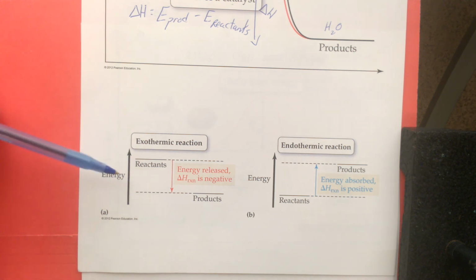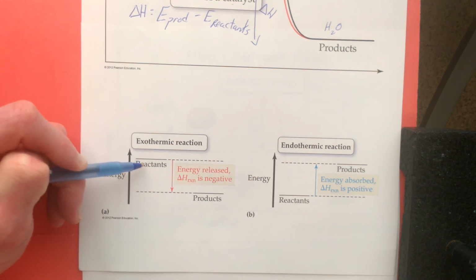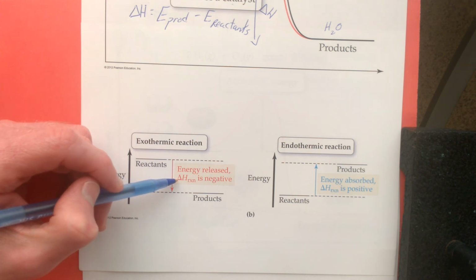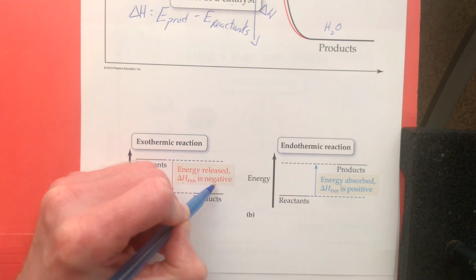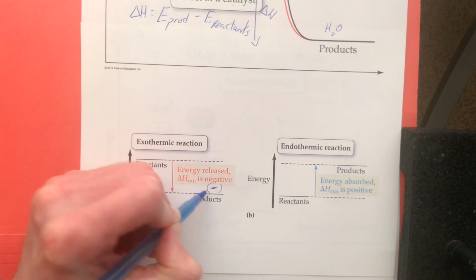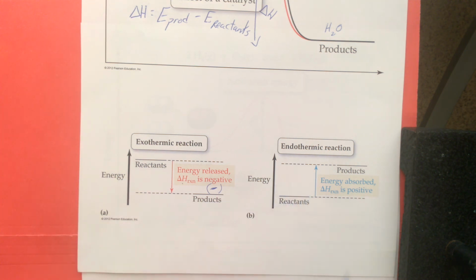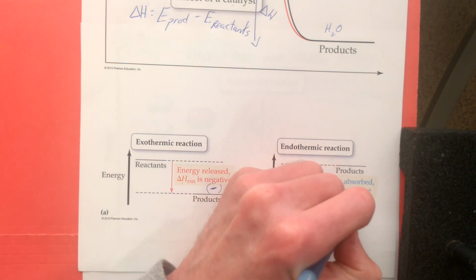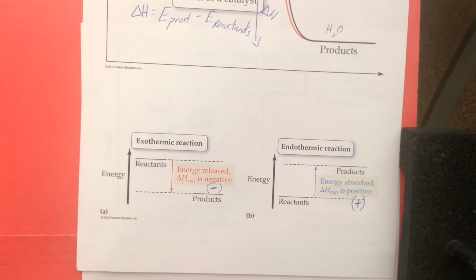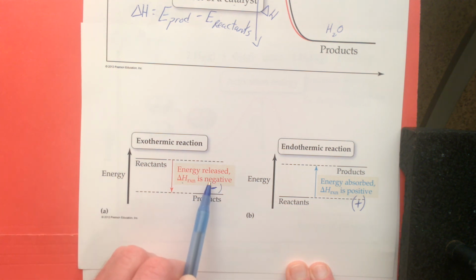Okay, so in review, in an exothermic reaction, energy is released from the system. Your enthalpy of reaction is going to have a negative value because you're losing energy to the surroundings. In an endothermic reaction, energy is absorbed as the reaction progresses, so the final products have a higher energy value than your reactants, and we would see a positive enthalpy value because of that absorption of energy rather than the release of energy.